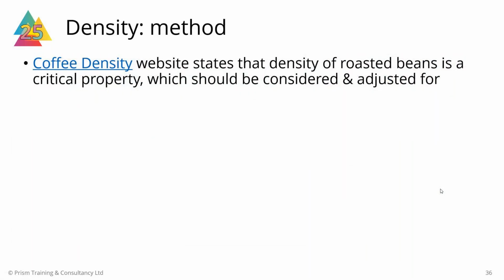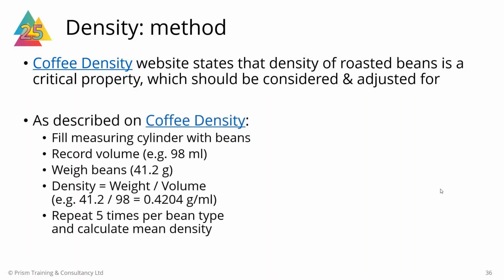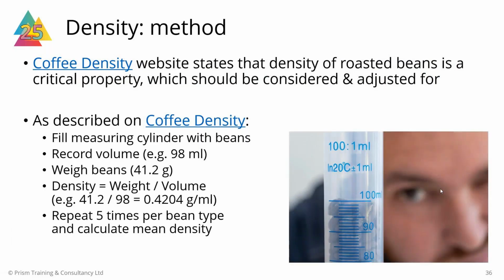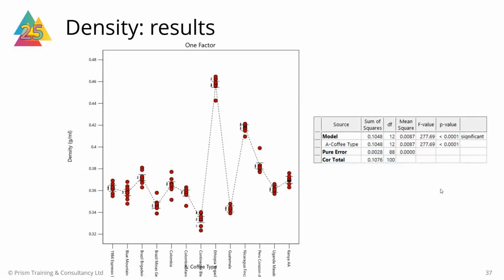I mentioned before the coffee density website says that density is critical, so I went onto their website and followed their instructions on how to measure the density. It's very simple. You take a measuring cylinder, you put some beans in it, you measure the volume and the weight, and that gives you the numbers you need to calculate the density. I did that 5 times for each coffee bean so I can work out an average. And these were the results. Highly statistically significant differences in the density of my coffee beans. Now, I'm not going to spend long looking at the results for each of these things. I just want to quickly show you that there are differences here.